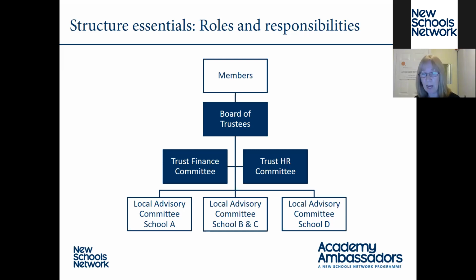So you could do it by phase, you could do it by geography, and again there can be a tier between the local advisory committees and the trust committees when you become bigger, because you would then start to think about regional oversight. So again, it will evolve. There's no right or wrong answer when it comes to structure. It's very much about context.